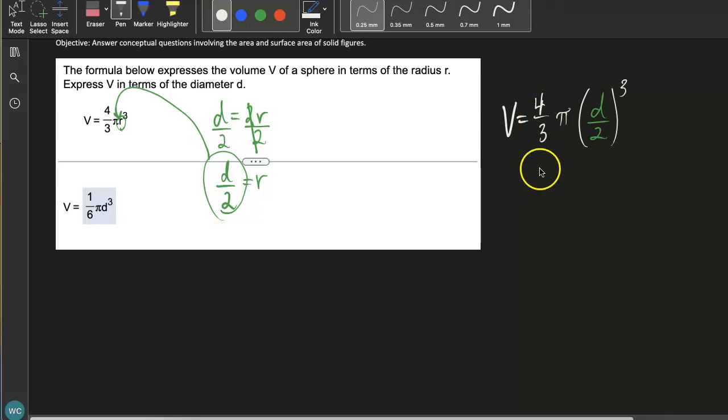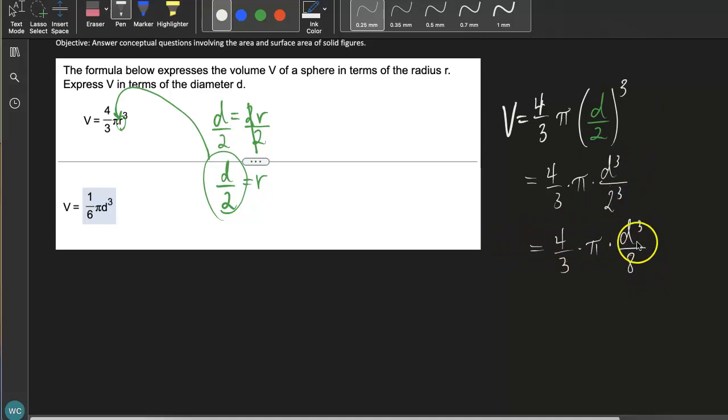So next we simplify. The first thing that we can simplify is we can actually cube d and 2. So all of these things are being multiplied together. But let's go one step further. 2 cubed is 2 times 2 times 2, which is 8.